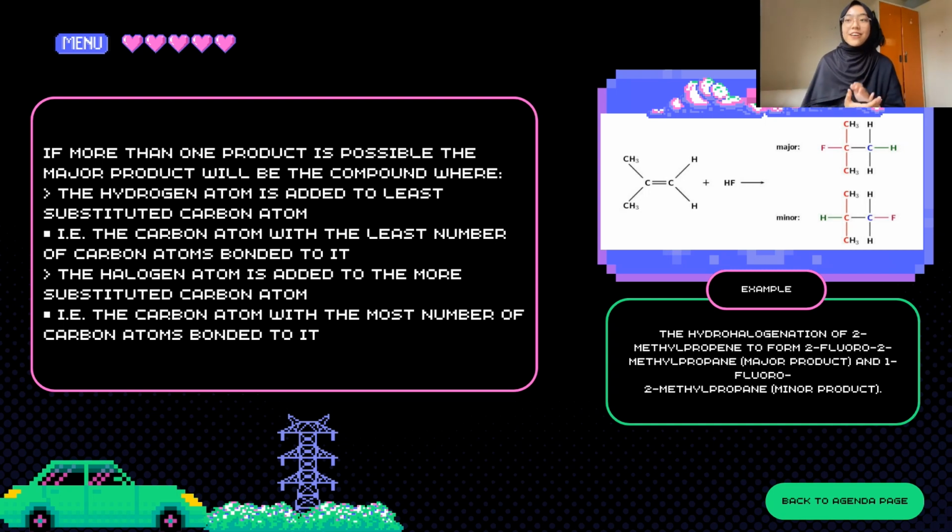For example, the hydrohalogenation of 2-methylpropene to form 2-fluoro-2-methylpropane, which is our major product, and 1-fluoro-2-methylpropane is our minor product. So in the major product, we can see that our fluorine atom is bonded to 3 carbon atoms, while our hydrogen atom is bonded to only 1 carbon atom. In the minor product, we can see that it is vice versa, which is our fluorine atom bonded to 1 carbon atom.